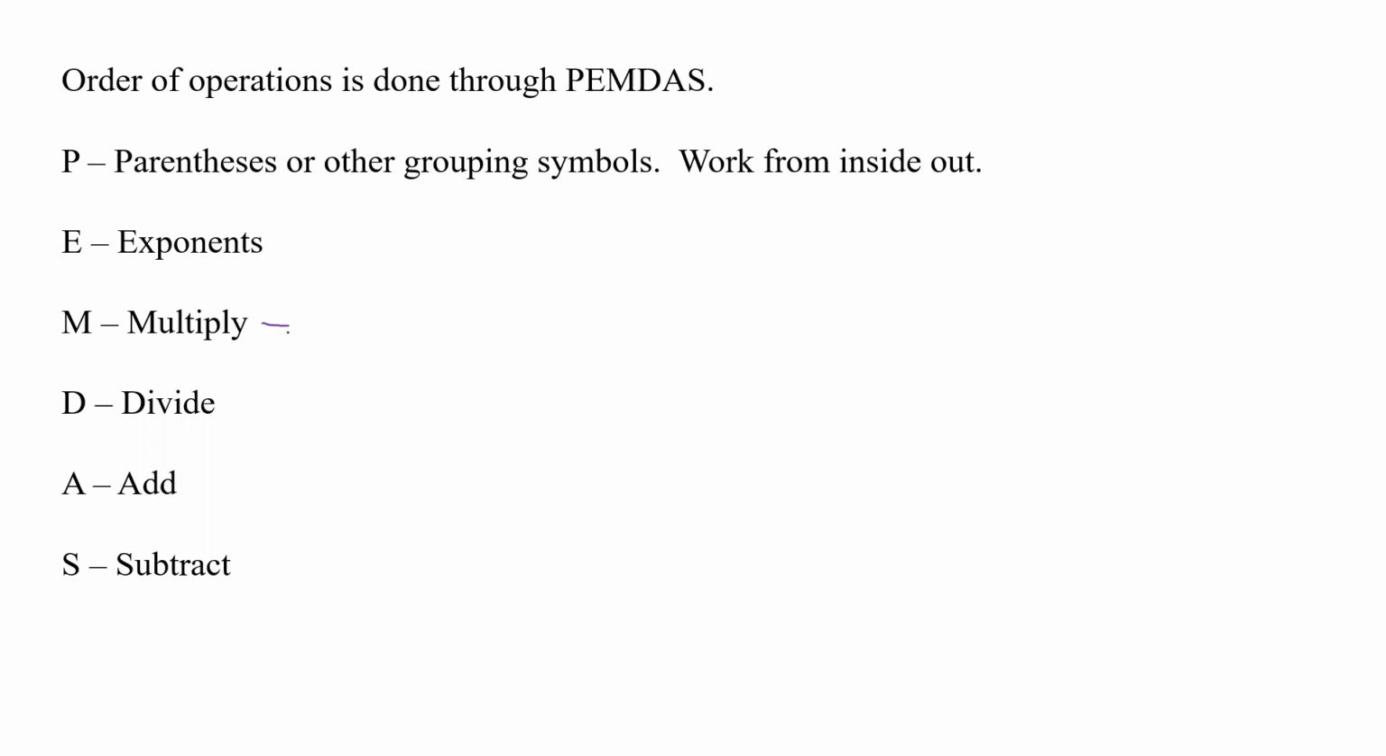Then we have multiply and divide. Now these two kind of go together, and what we do is we work these left to right. It doesn't matter if there's a multiply then a divide, we always just go from left to right and do them in order. Same thing goes with add and subtract. We also work these from left to right. So if there was an add first, then a subtract, and then another add, we just do it in that order, and we go from left to right on the problem that we're working.